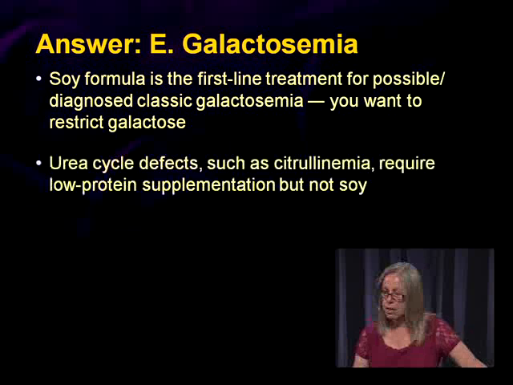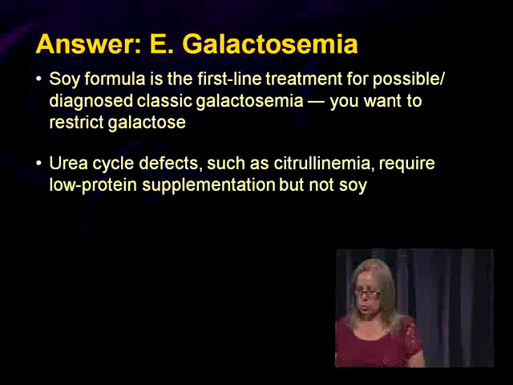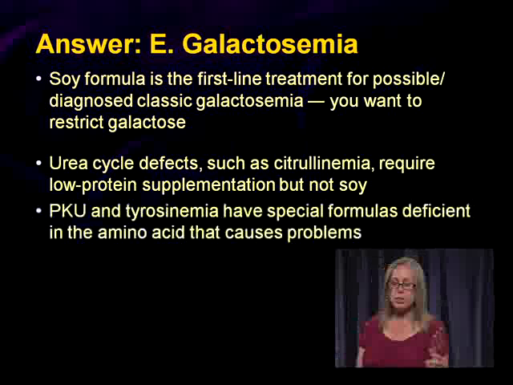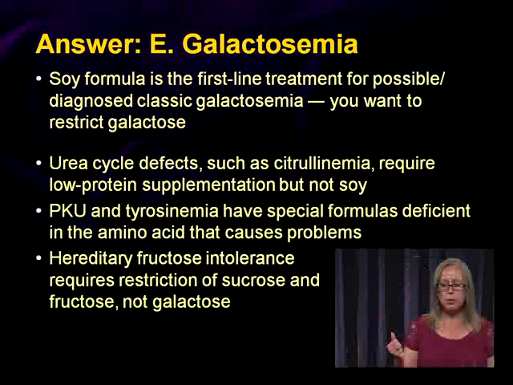Urea cycle defects require low protein supplementation, but not soy. PKU and tyrosinemia have special formulas that are low in Phe and tyrosine. And HFI, or hereditary fructose intolerance, requires restriction of sucrose, not galactose. Sucrose and fructose, and not galactose.